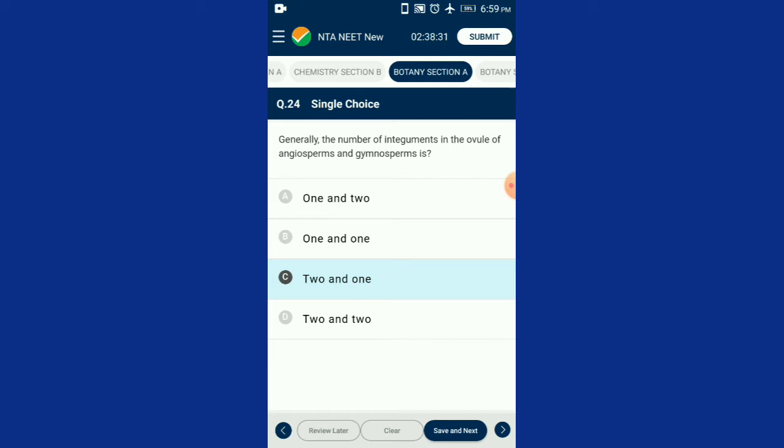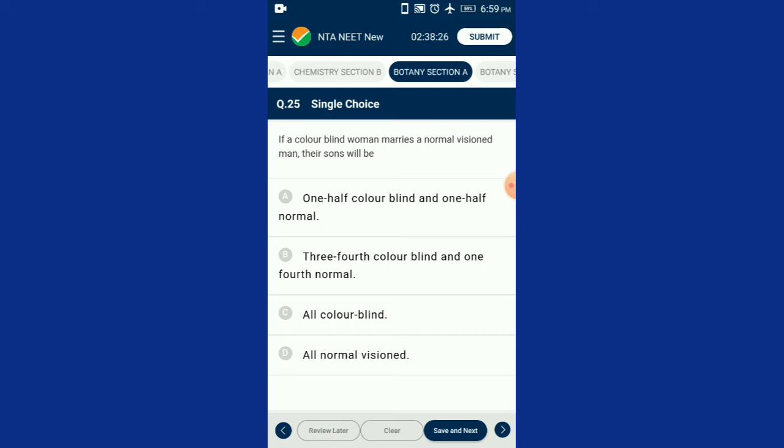Question number 25. If a colorblind woman marries a normal visioned man, their sons will be. Colorblindness is an example of a Mendelian disorder. It is a sex-linked disease in which a person cannot distinguish between red and green colors as both of these colors appear gray. If a colorblind woman marries a normal visioned man, all her sons will be colorblind.